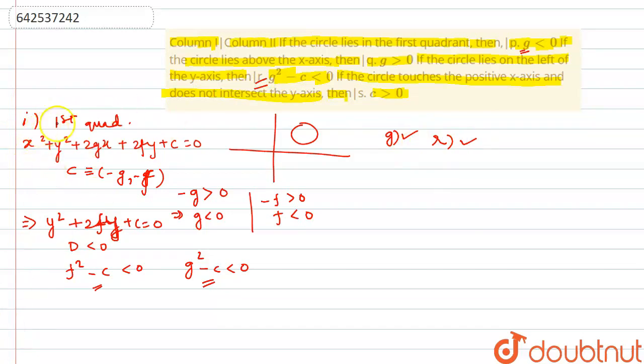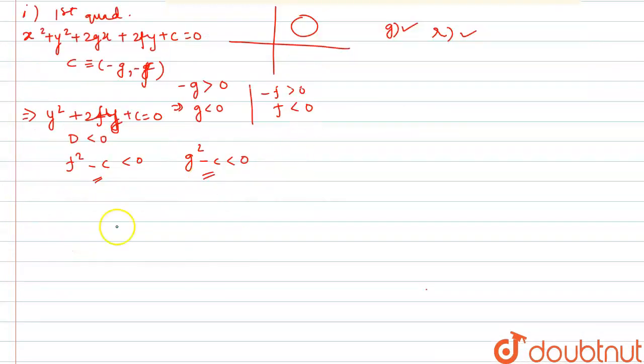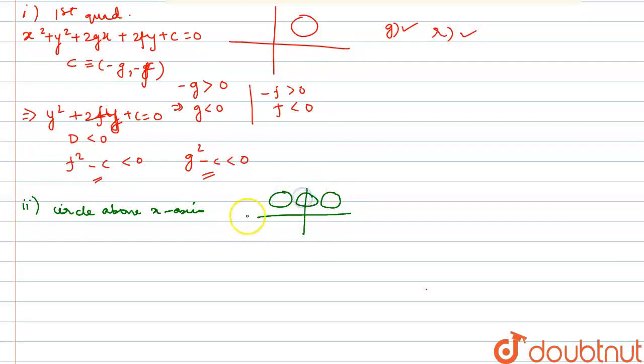And in the second statement, we are told that the circle lies above the x-axis. So in this problem, the circle lies above the x-axis. The diagram can be somewhat like this. The circle can lie here, it can lie here, or it can lie here also.